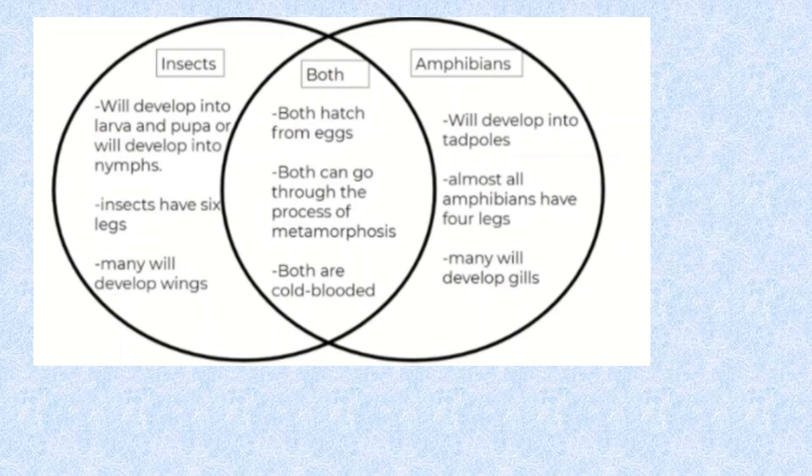However, insects are different because they develop into larvae and pupa, or into nymphs for the incomplete. Insects have six legs, and many will develop wings. Amphibians will develop into tadpoles or something similar. They don't have a pupa stage. Almost all amphibians have four legs, and many will develop gills.